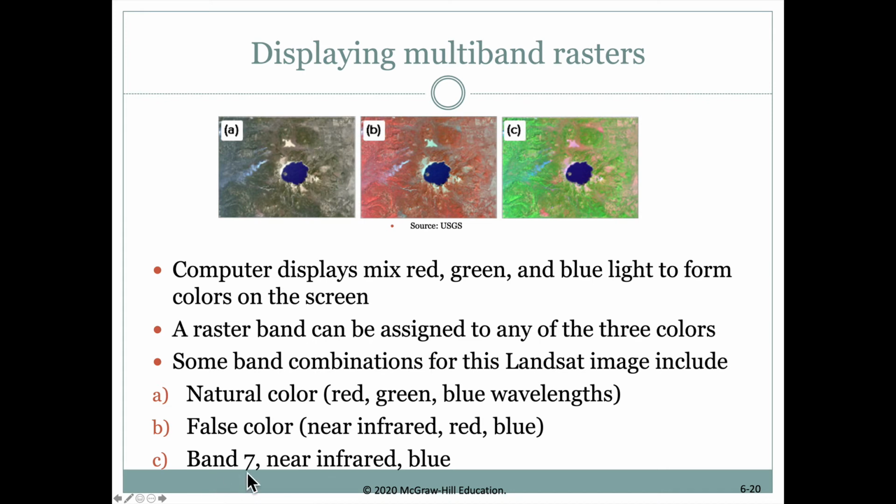And here's another example where we can even take bands that aren't visible to the eye, such as this band 7, and assign it to one of the visible colors, such as red. This one's assigned to green, and once again, that one's assigned to blue.